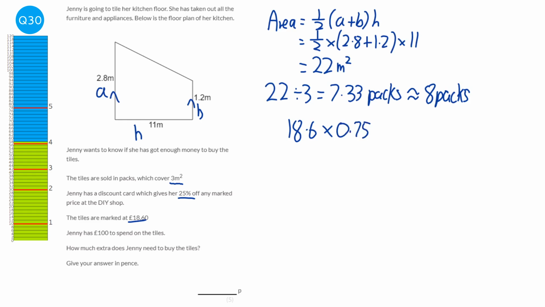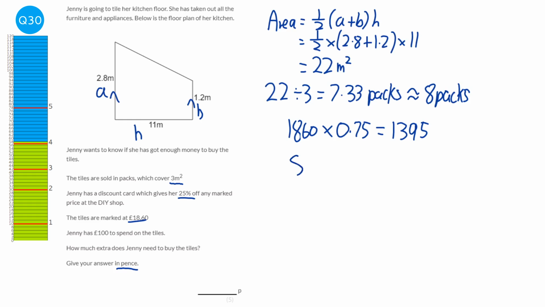So we're just going to find 3/4 of it because she has a 25% discount, and that would be 1,395. So the tiles are going to cost £13.95. Now I've done this in pence and I've kind of muddled it together here, so really let's just go back because I've kind of done this in pence. So that would be 1,860 times 0.75, and so each pack will cost 1,395, and the reason we're doing this in pence is the answer needs to be given in pence, so I might as well just make that conversion now.